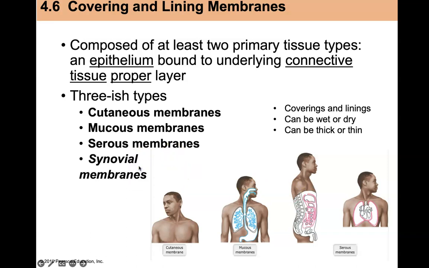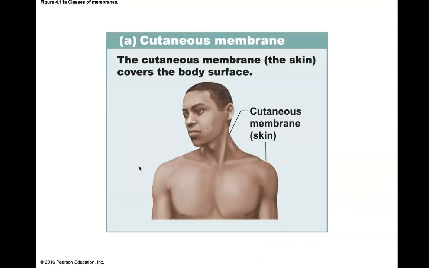And then for some reason in the Marieb text, the redheaded stepchild is synovial membranes, which are, again, going to line your joints and secrete the synovial fluid for your joints, okay? So I'm not sure why they're the redheaded stepchild, but I at least mention them here.